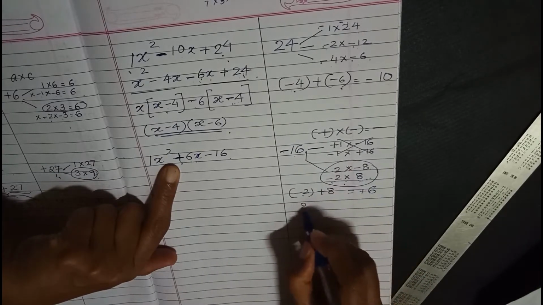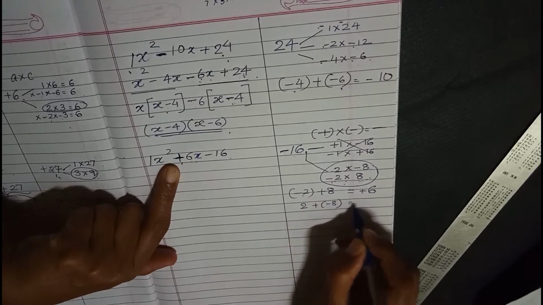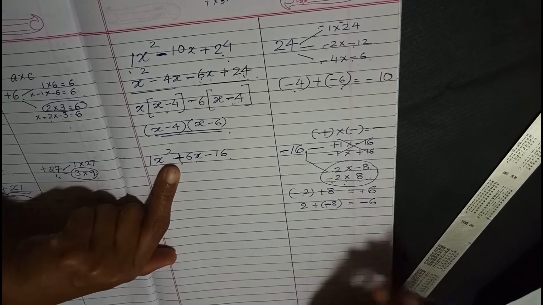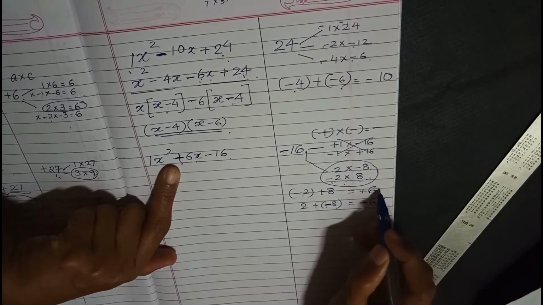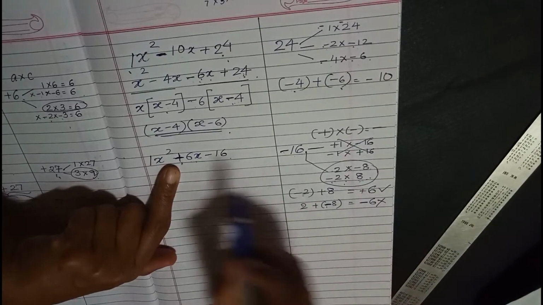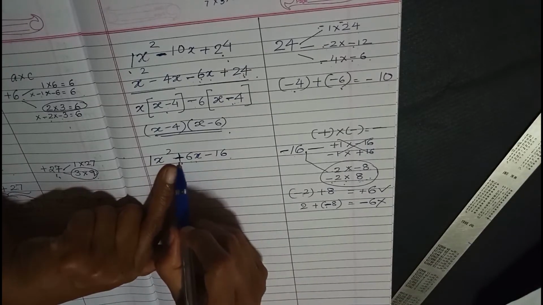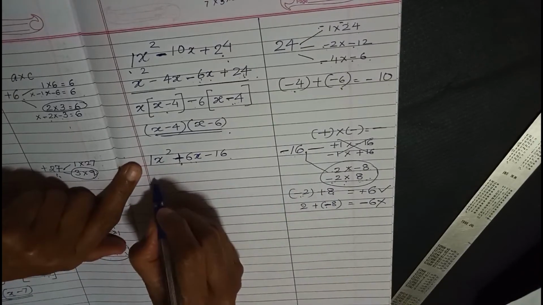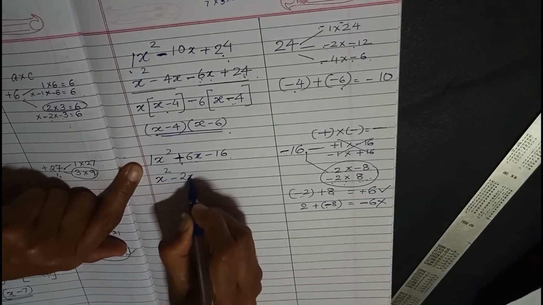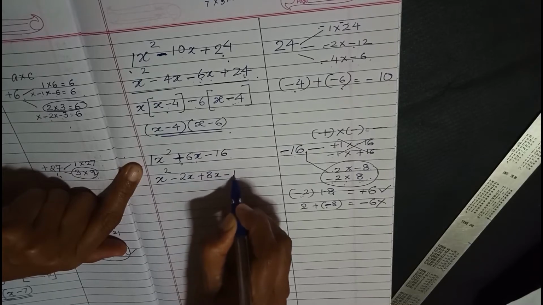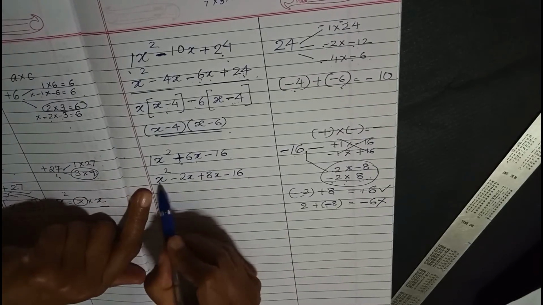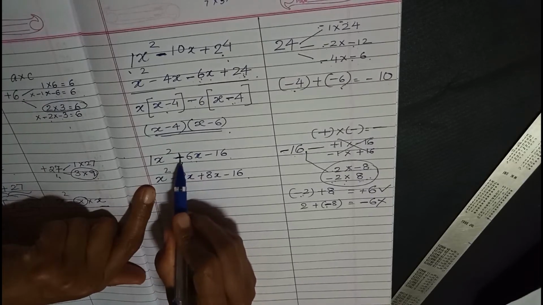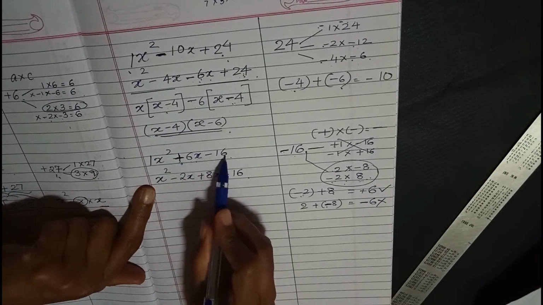If I take this 2 plus minus 8, again I get 6, but I have to give the sign of the bigger number. Here the bigger number is minus, so I will get minus 6, which I don't want. I want plus 6. That means the bigger number should have the sign which is present here. So 8 should be plus and 2 should be minus. So let us split it. Minus 2x plus 8x minus 16. Now you can see 8 is plus, 2 is minus. So 8 minus 2 is plus 6 and 8 into minus 2 is minus 16.